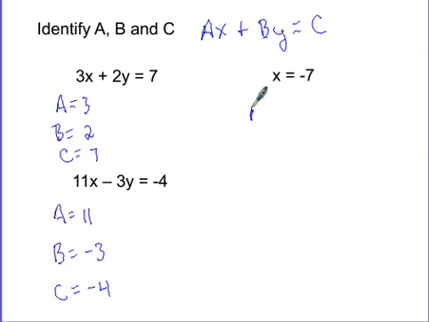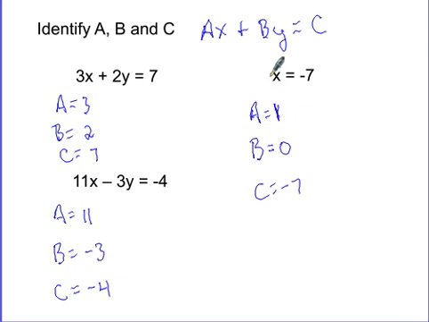A is 1. I like it. It is in standard form. B is 0. Oh, how did we get rid of that y? We multiplied by 0. If b is 0, then the y goes away, doesn't it? So b is 0, and then c is negative 7. All right, good thinking there, guys.